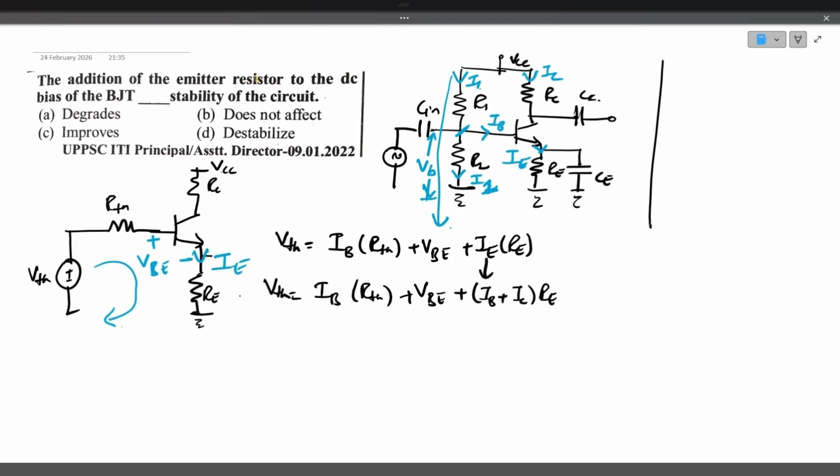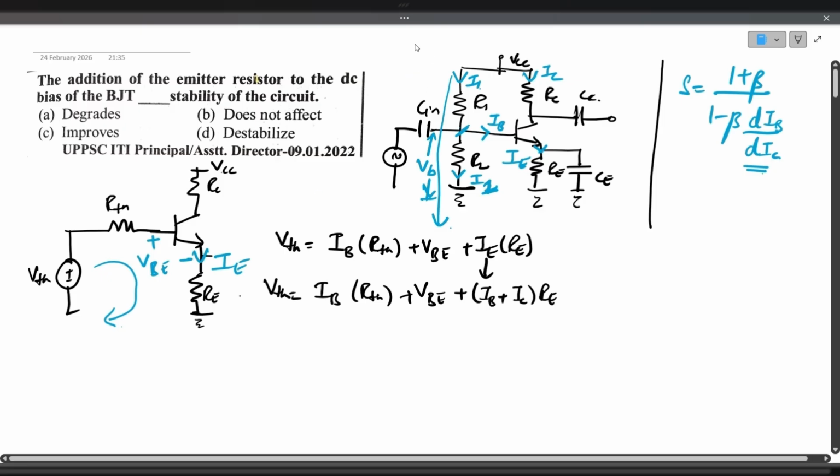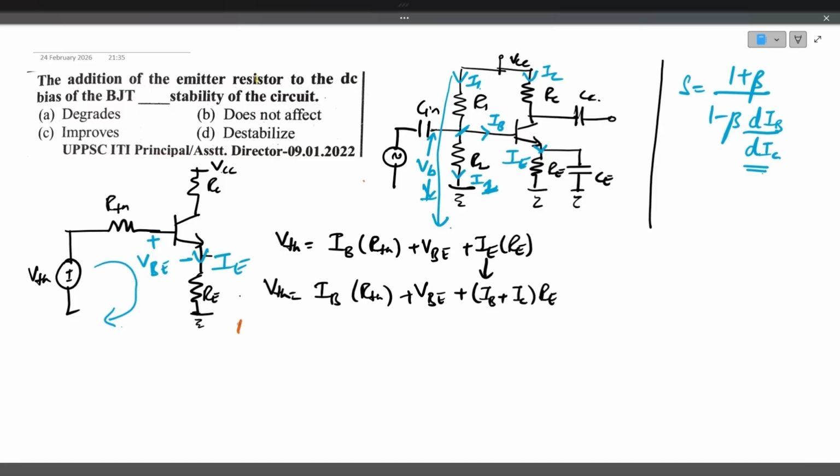On the other hand, if you see the stability factor, S is equal to 1 plus beta divided by 1 minus beta dIB by dIC. This is the formula for stability factor. Now we need to find out the dIB by dIC here. So by differentiating the above equation, this is equation 1, you are differentiating equation 1 with dIC. You will get like this.